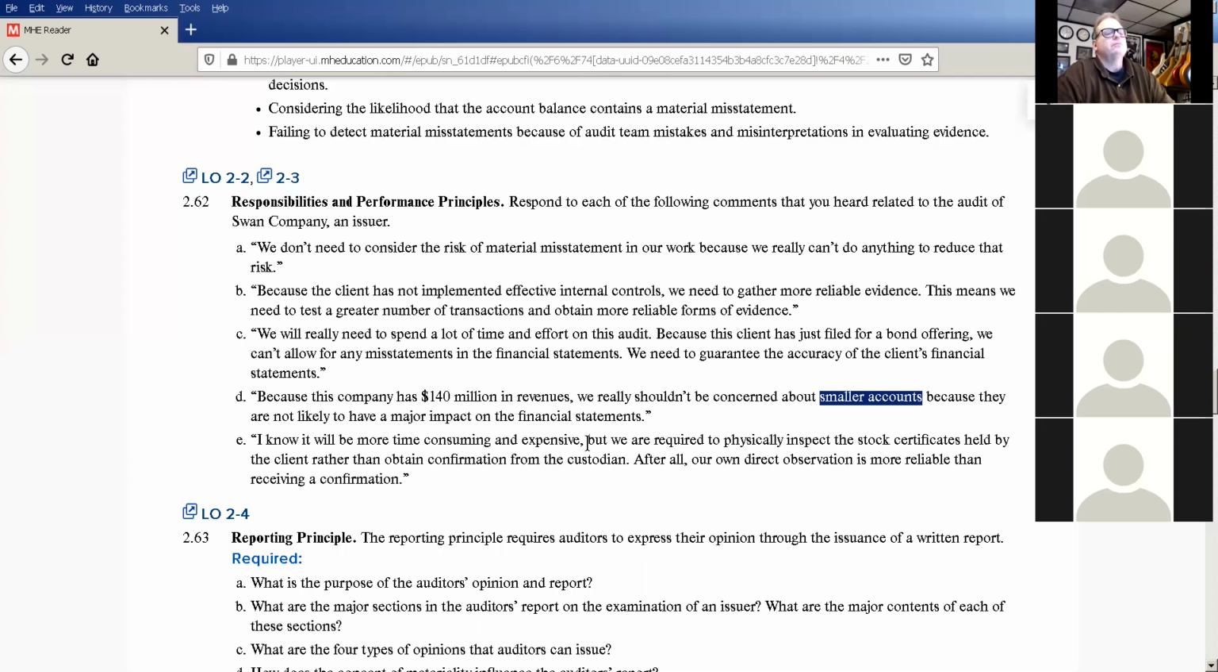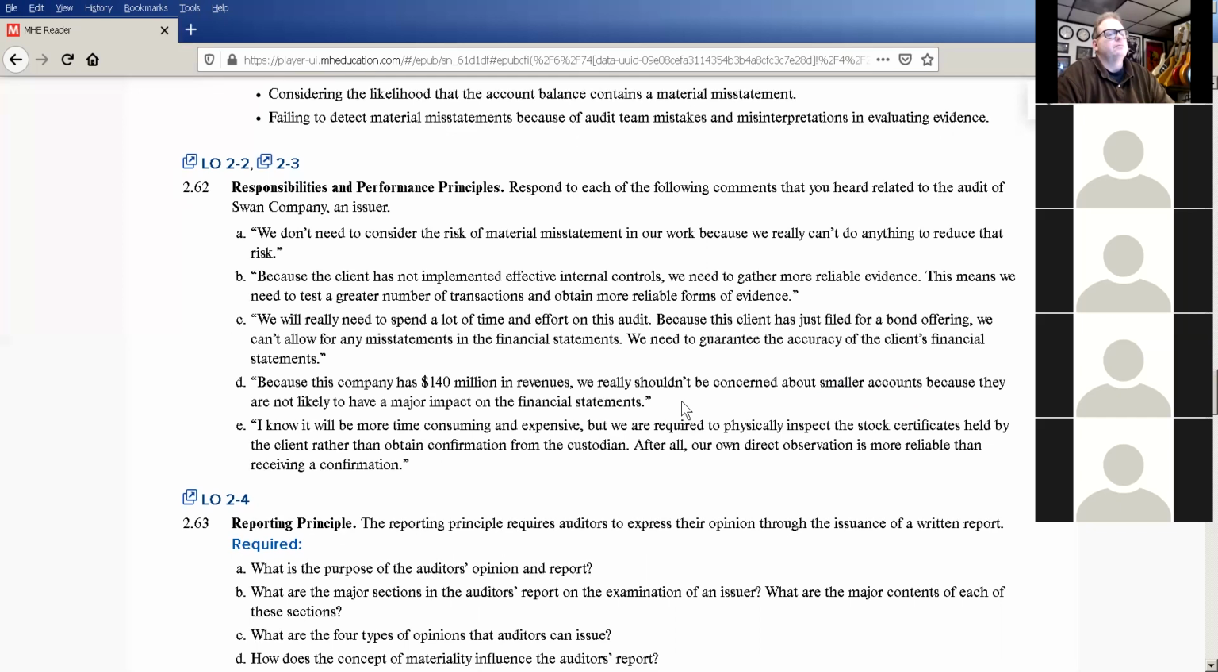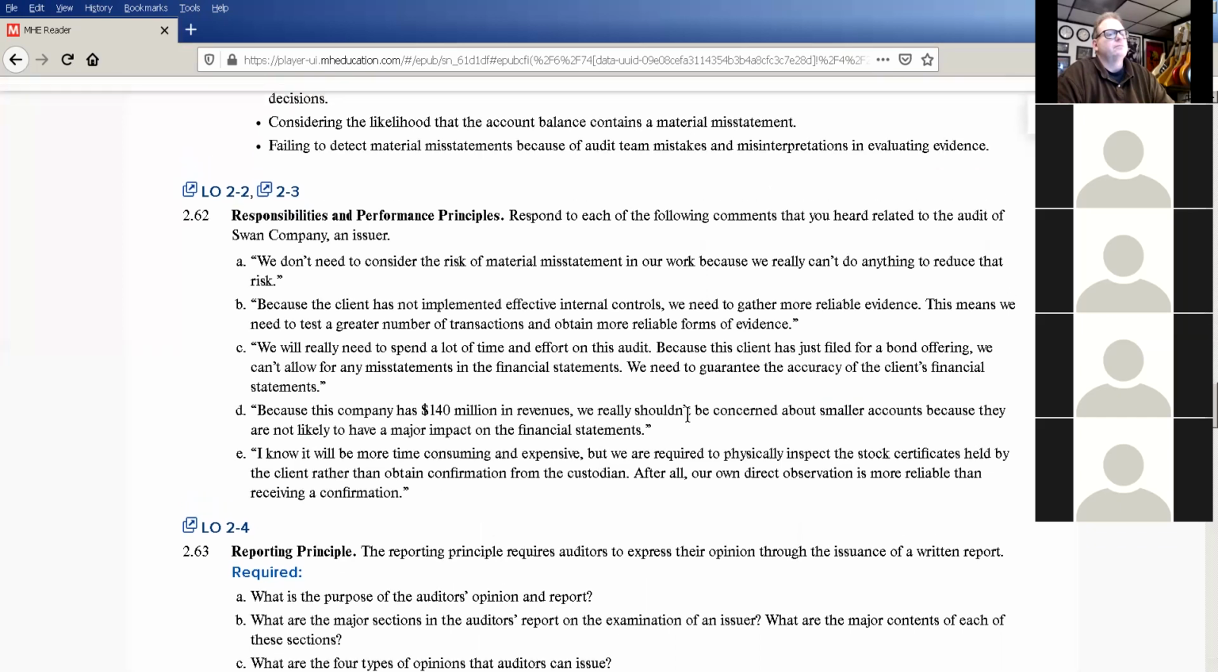The second part was just going through the due process of not overlooking simple things that should be simple. Absolutely. And again, the problem with smaller accounts is that they could be understated.